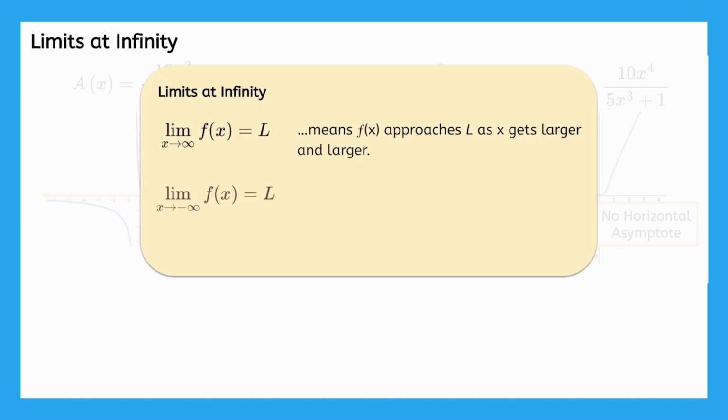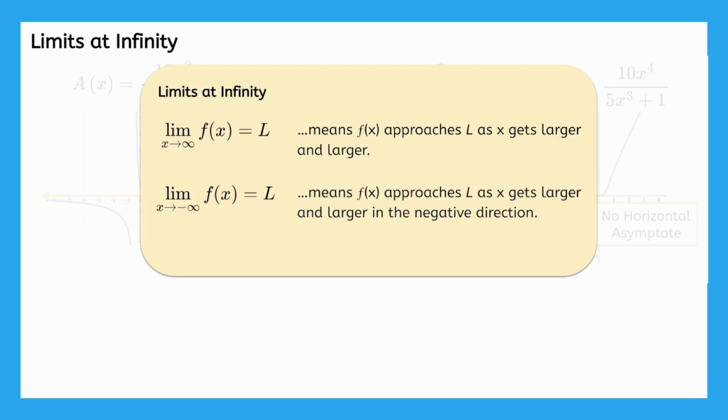Similarly, we use this notation to describe behavior as we go forever to the left, which is read as the limit of f of x as x approaches negative infinity equals L, and means f of x approaches the finite number L as x gets larger and larger in the negative direction. Now, remember, even though we're talking about approaching infinity, the positive and negative infinity symbols do not represent numbers. They're simply communicating x increases or decreases without bound.